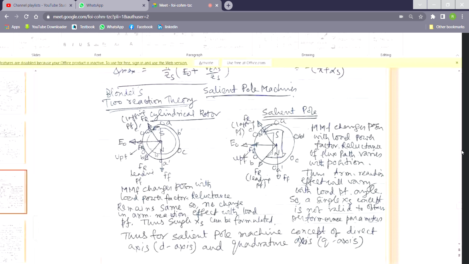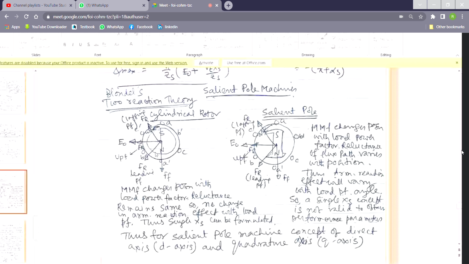So therefore, a theory known as Blondel's two reaction theory came into picture. Blondel is the name of a scientist who discovered that way, so you can take both the effects of the position phasor without incurring much error, or without considering erroneous quantity. Now, what is that actually? It is just this two reaction theory. It just assumes two axes of the magnetic circuit. One is along the field axis, that is known as direct axis.